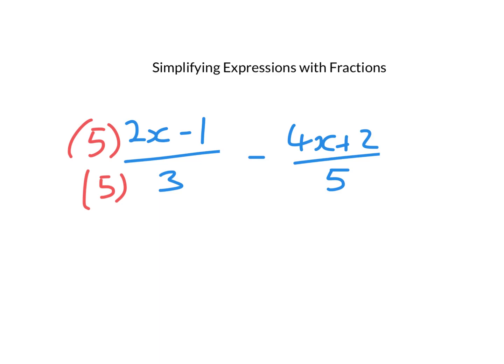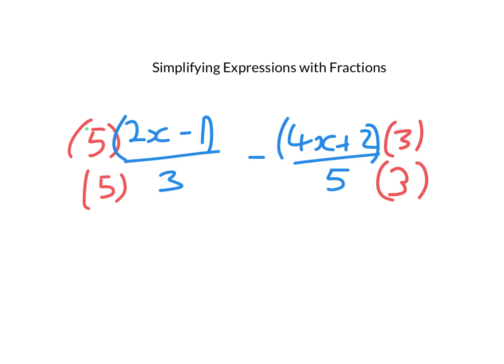On the other side, we have (4x + 2)/5. To get our denominator to be 15, we have to multiply top and bottom by 3. Now, these fractions are a little bit harder than some of the other ones we've seen because there's two terms on the top of the fraction. So we're multiplying 5 by 2x - 1. We're multiplying it by the 2x and also by the minus 1. Same thing on the other side. We're multiplying our 3 not just by 4x, we're multiplying it by the whole thing. So we're multiplying it by 4x and we're multiplying it by 2. So let's launch into that now.